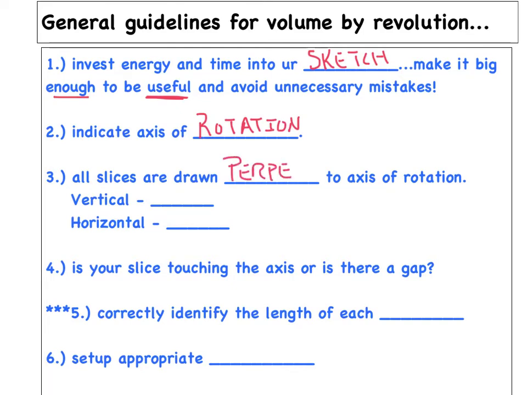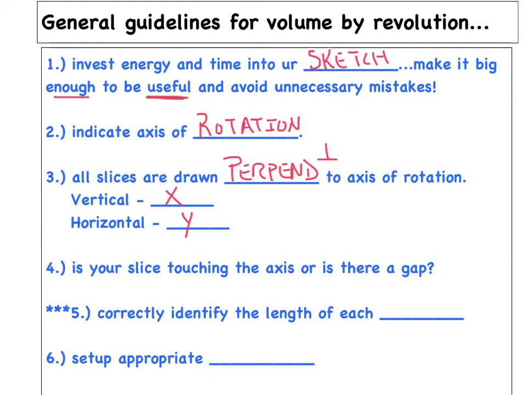All right, cannot emphasize that enough. Perpendicular to the axis of rotation. If your slice ends up being vertical, then everything's in terms of x. If your slice ends up being horizontal, then everything's in terms of y, both the bounds and the function. Okay, and then here's the next big question that pops into your head. Is my slice touching the axis, or is there a gap?